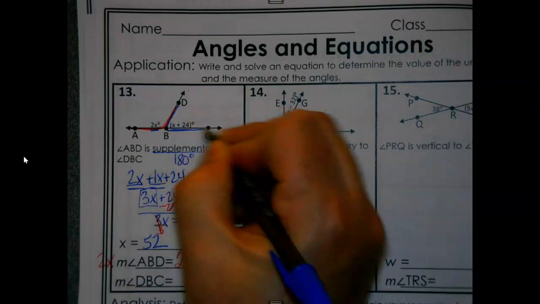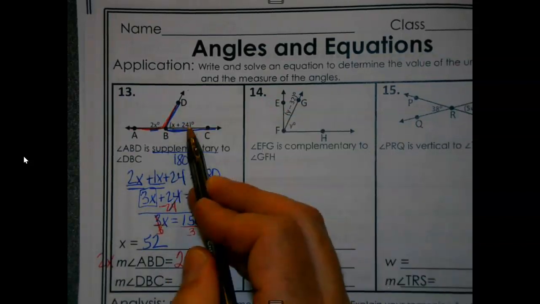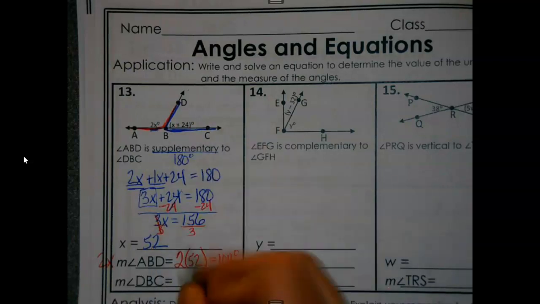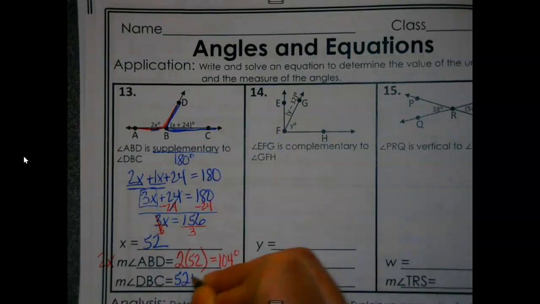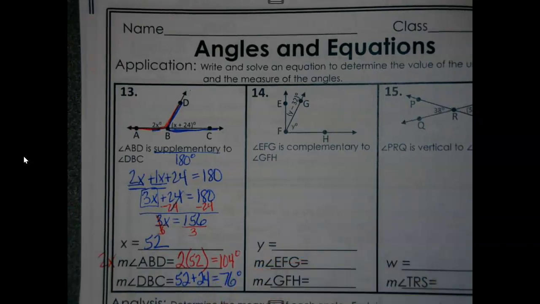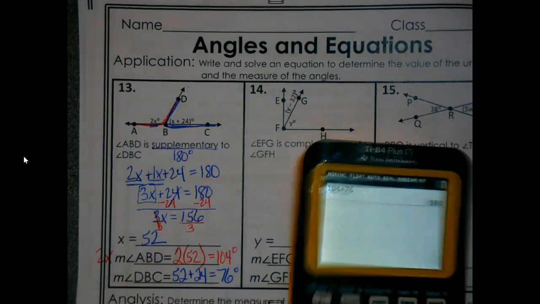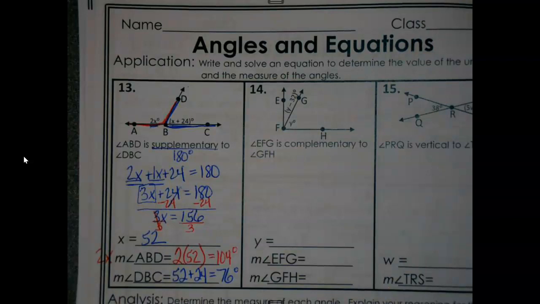But DBC, this angle, is x plus 24. So we replace the x with 52. And if I really wanted to check and make sure my answer was right, I would take those two answers and add them up and make sure they equaled 180, and they do. So a little more work here and there, but nothing terrible.